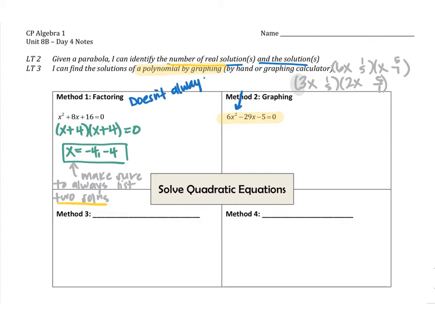Factoring doesn't always work, and that's why, as we move through here, we're going to have 3 more methods that are going to help us solve this. By the end of today's notes, you should be able to take this quadratic, 6x squared minus 29x minus 5, and solve it by graphing. I'd also like to note, normally we'd use our graphing calculator and Desmos, but because I'm not with you, I'm going to show you everything using Desmos.